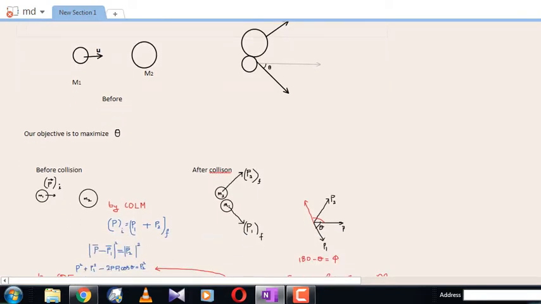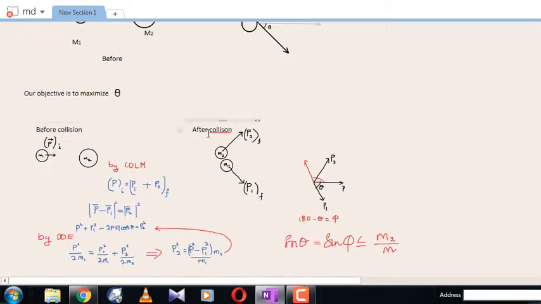By the conservation of linear momentum, as there are no external forces, momentum is conserved. This is the before collision, this is the after collision diagram. Before the collision only m1 has momentum, but after the collision both m1 and m2 have momentum. So by the conservation of linear momentum, initial momentum is equal to final momentum, and I'm taking this p1 to the other side and taking mod and square.